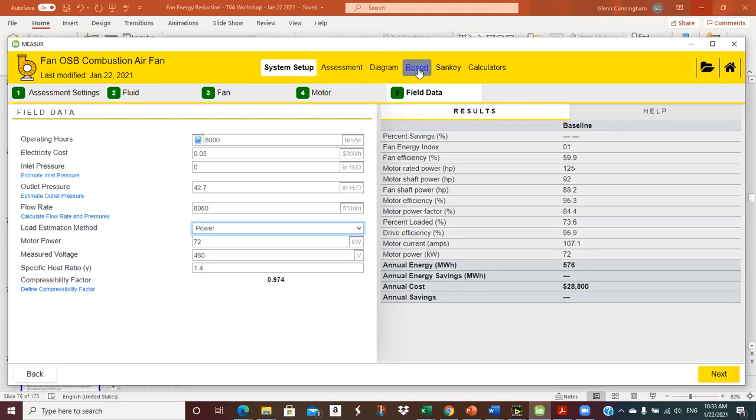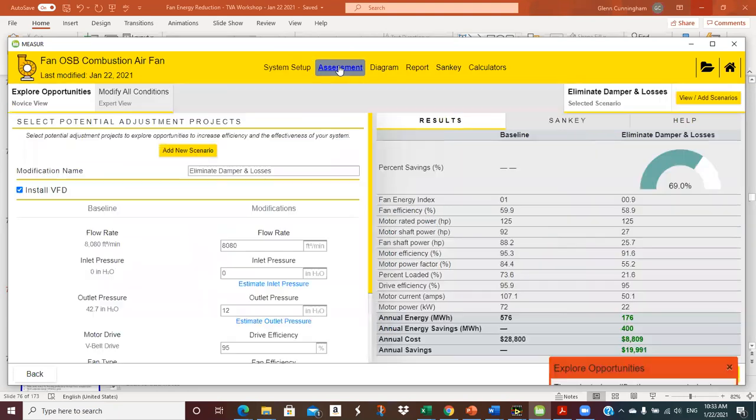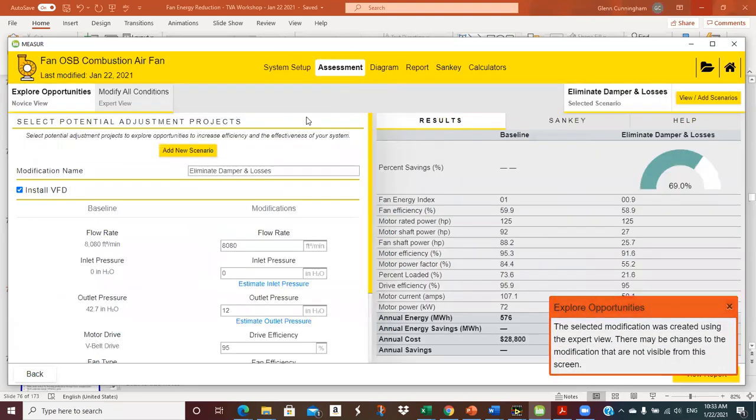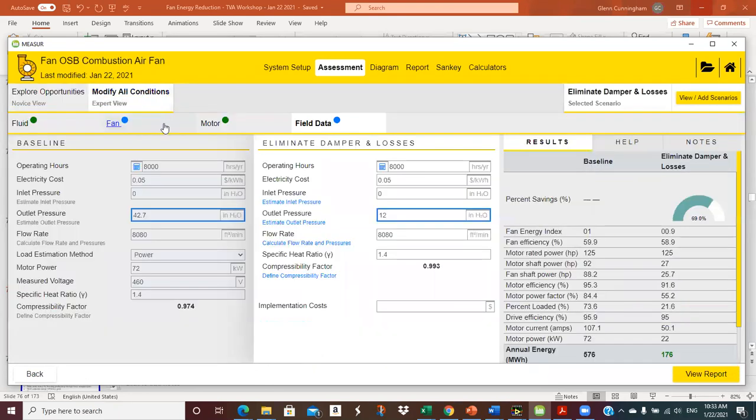You can look at a report at, well, let's go through the assessment stuff because I went ahead and did the modification. So if you want to do the modification, then you click on assessment, and it has two different views. It has the novice view and the expert view. So we're all experts, so we'll just go to that. You can punch around on both of them.